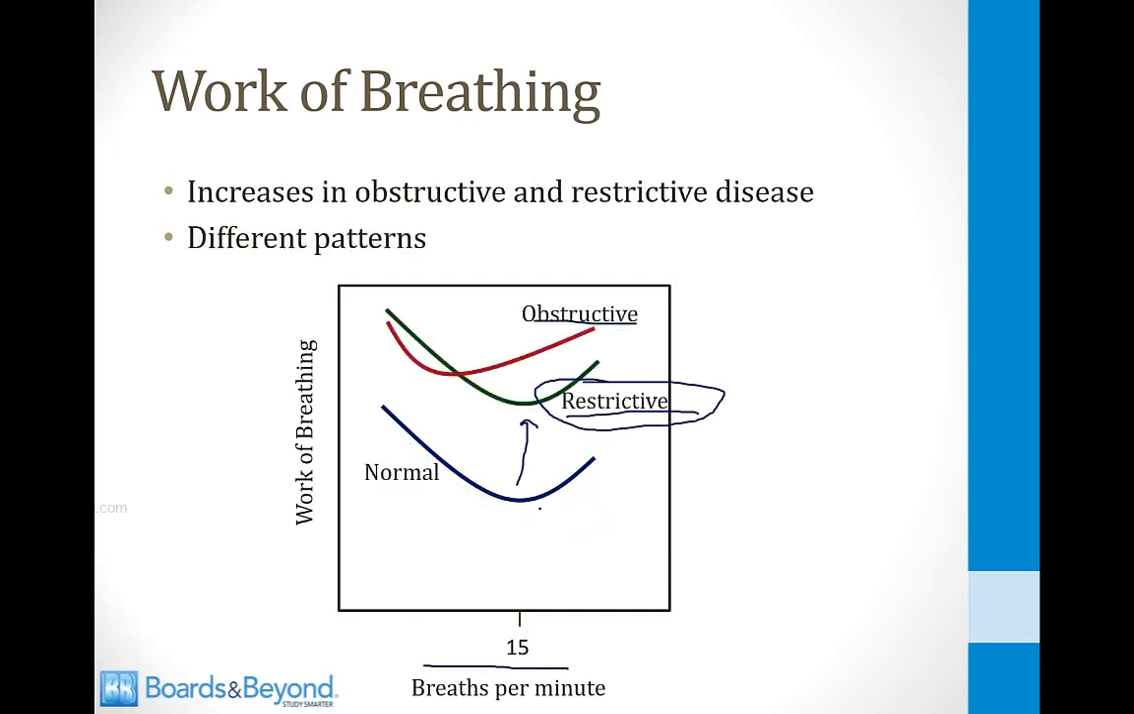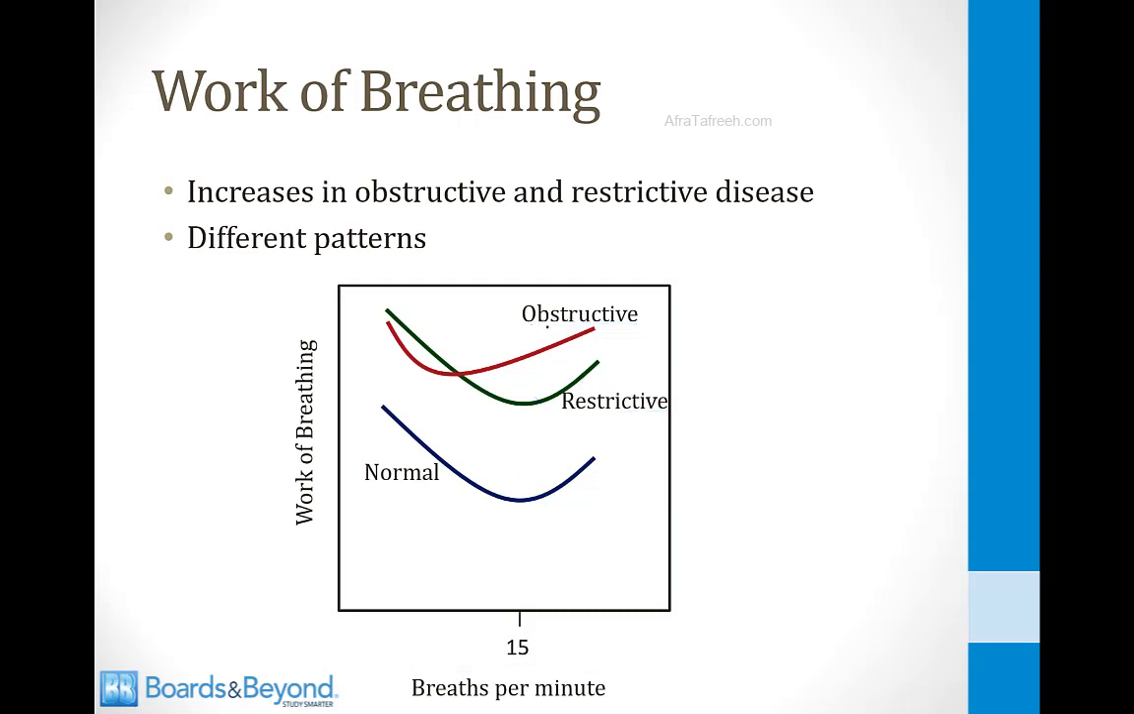The green curve for restrictive patients is higher than the normal curve, indicating more work of breathing, and it's shifted this way because these patients like to breathe faster in order to minimize the work of breathing. Restrictive patients like to have a higher respiratory rate and they like to have a lower tidal volume. Fast and shallow is the type of breathing that minimizes the work of breathing for these patients.